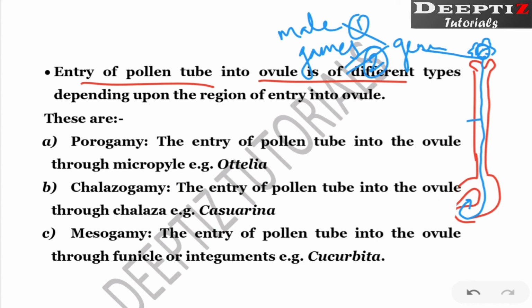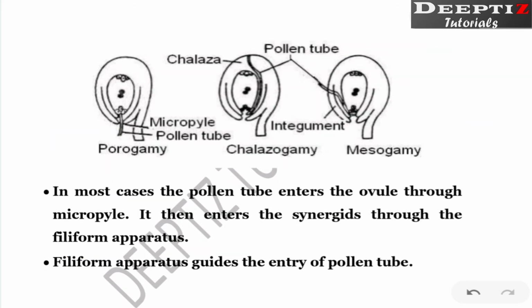Now depending upon the region of entry of pollen tube into ovule, that means we are talking about this area, how this pollen tube is going to enter into the ovule. These are divided into three: porogamy, chalazogamy and mesogamy, and the most common one is porogamy. So we'll see what are these.